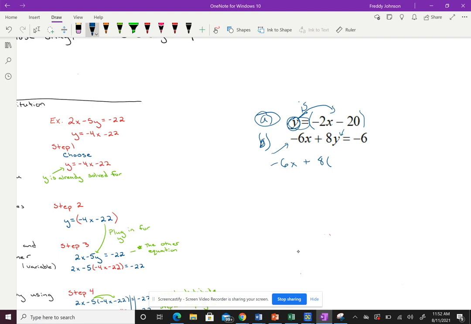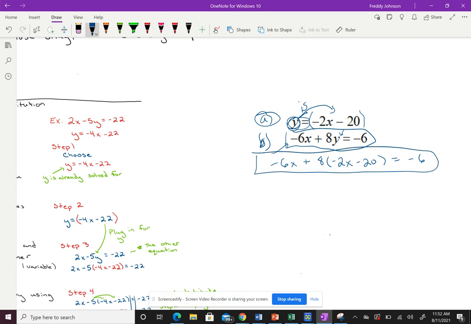So I'm going to replace this y with what we know it is, negative 2x minus 20, and then continue: equals negative 6. Why do I do that? Because now I'm going from a problem with two variables to this problem, which looks a little bit longer, but now I have only one variable.